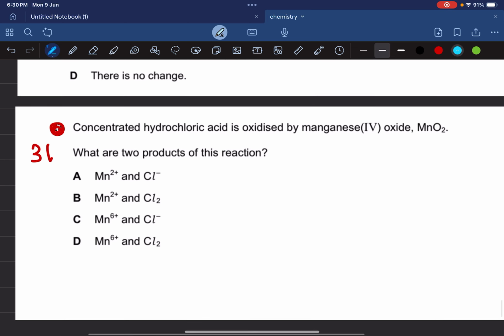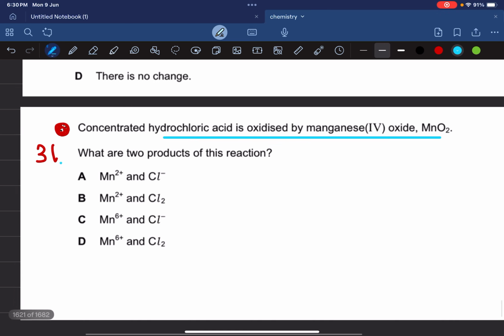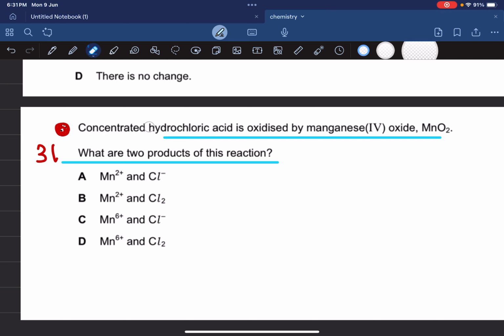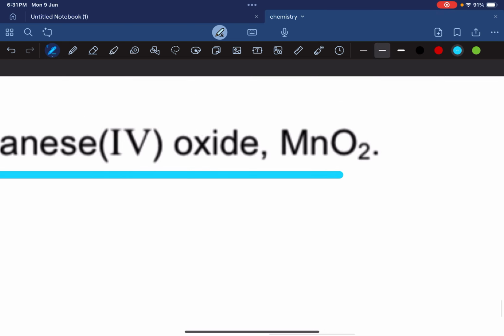Okay. Concentrated hydrochloric acid is oxidized by manganese oxide, MnO2. What are the two products of this reaction? Can you figure out the oxidation number of manganese right here? I know my oxygen is 2 negative, and I have 2 oxygen, so it's going to be a 4 negative. And to balance out a 4 negative, my manganese must be a positive 4.